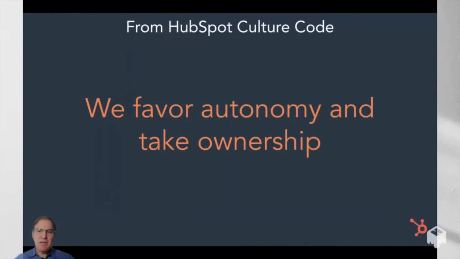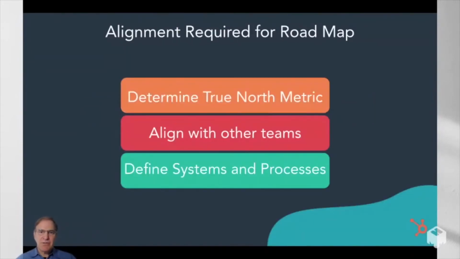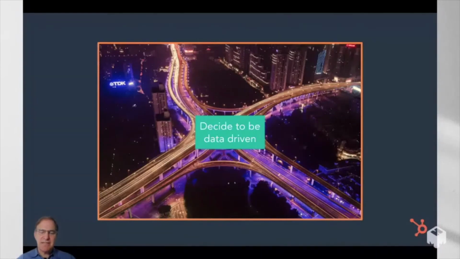At HubSpot, we have something called the culture code. We like to refer to that as our second product. And so we favor autonomy and take ownership. That's one principle in the culture code. And that's really important with these teams here. While it sounds like a lot of cross-functional work, the key is to empower the individuals on the front lines, the individuals in the functional groups, and give them ownership. So in terms of alignment, determine your true north metric, get aligned with other teams, and be clear about your systems and processes. Again, this is a framework to help you drive success and scale your community.